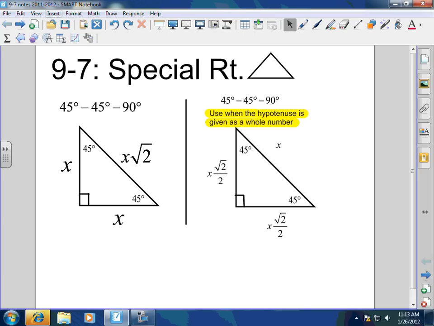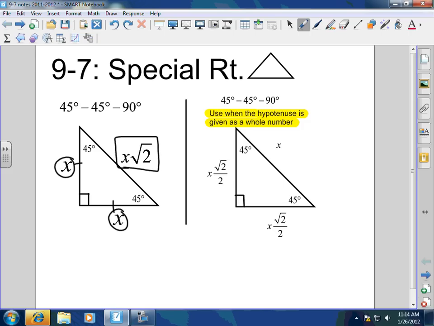For the 45-45-90, a couple things that you may want to remember are going to help you out. First of all, what kind of triangle is this? It's an isosceles triangle. Very good. So that means that the legs are equal, hence x and x. Whatever one leg is, that's the value of the other leg. And the hypotenuse will be found using x times the square root of 2.